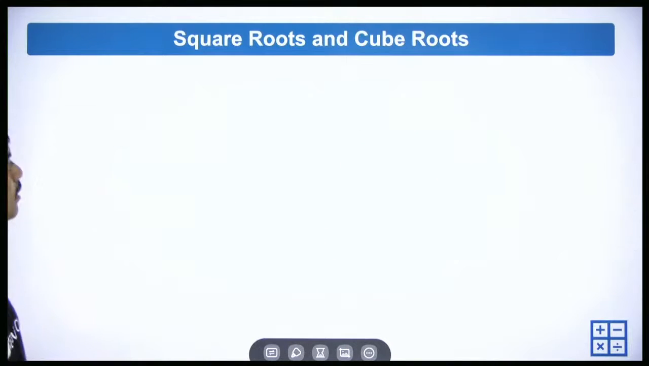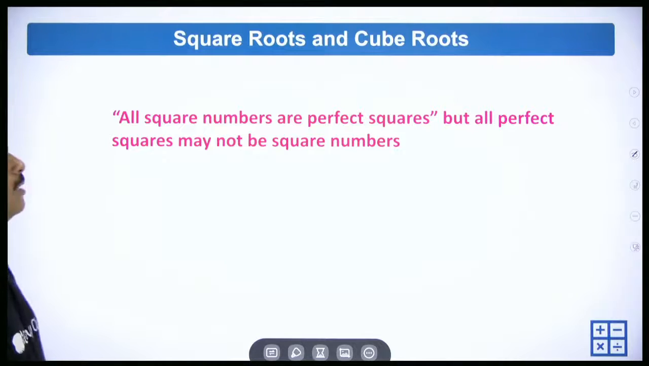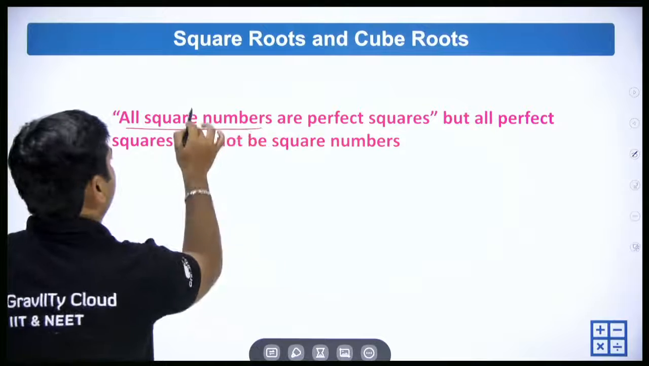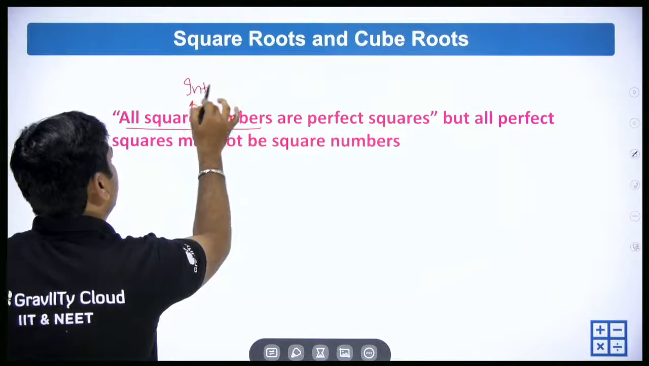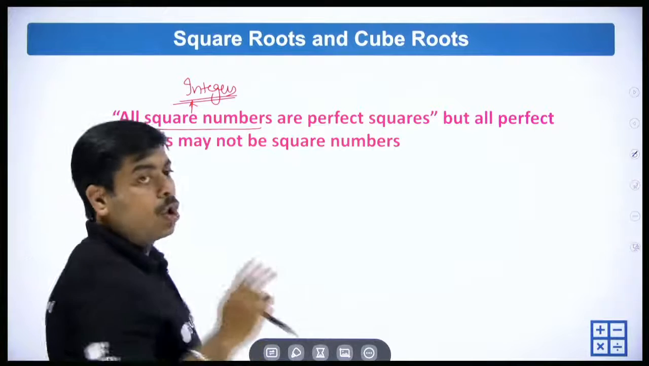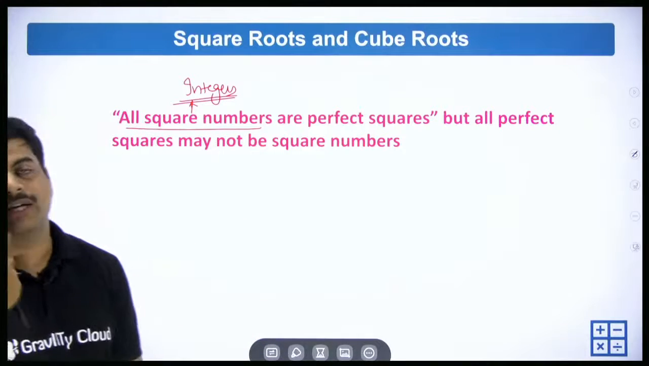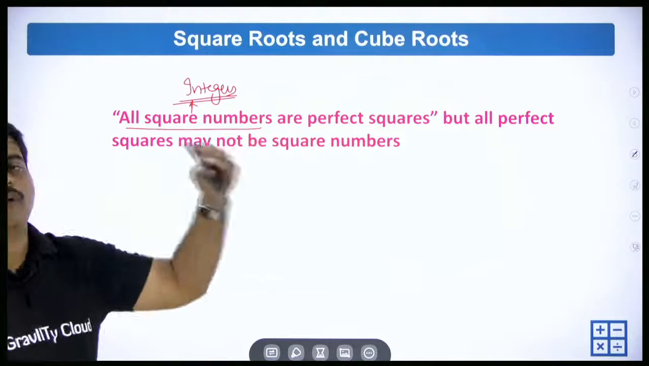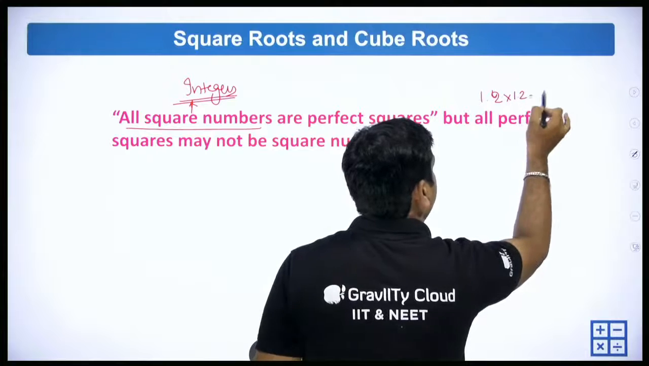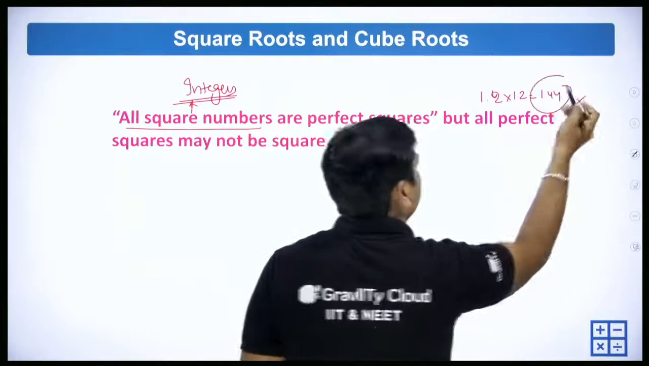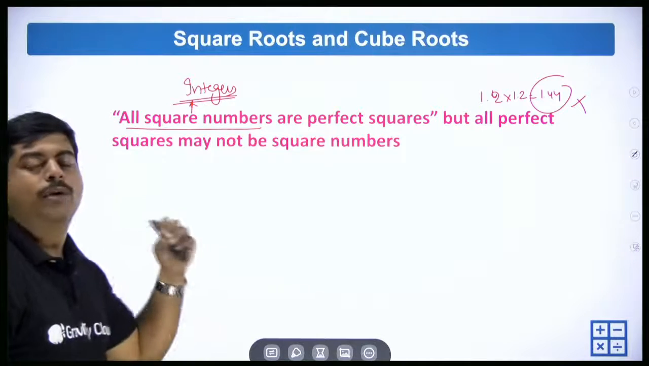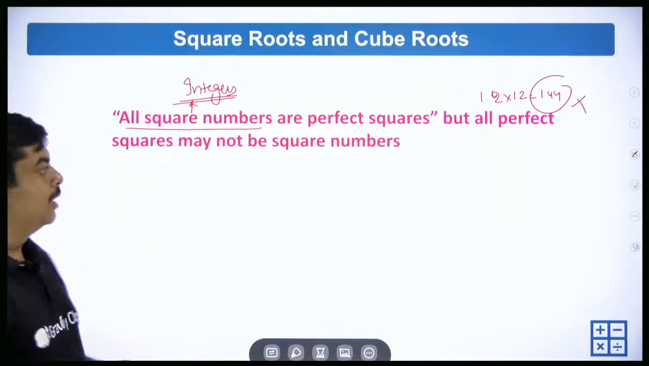Next. All square numbers are perfect squares. Yes, that's correct. All square numbers means all integers. So all square numbers are perfect squares, but all perfect squares are not square numbers. For example, 1.2 into 1.2 is 1.44. We are not getting integers here, right? These are not integers, so perfect squares may not be square numbers, okay?